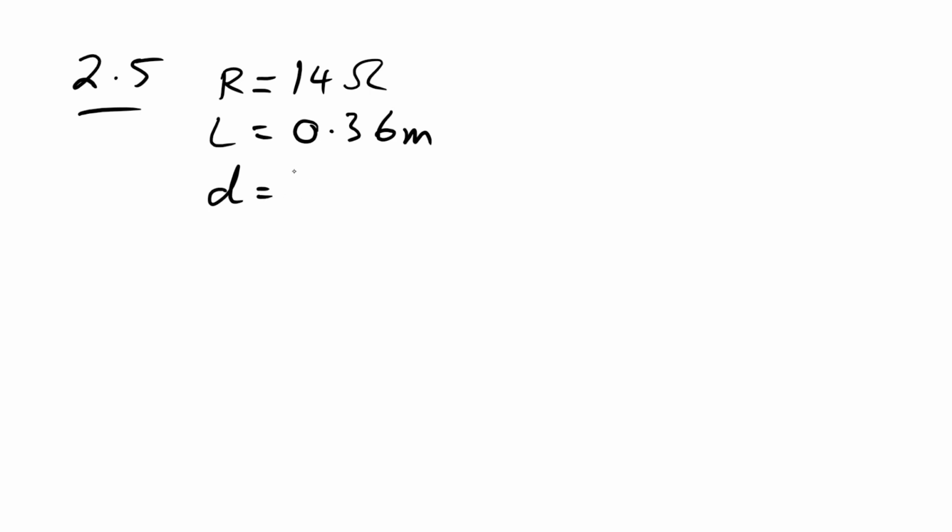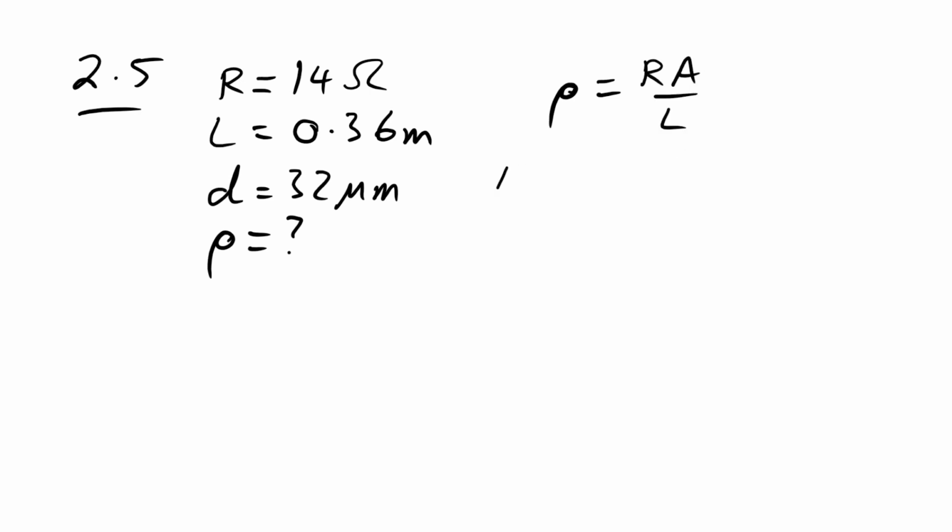Okay, we have a resistivity question. Let's write down our data. Resistance of 14 ohms, length of 0.36 meters, diameter of 32 micrometers. We know we're going to have to find out the area from that in a second, and we're being asked to find out the resistivity. The equation is rho is equal to RA over L. So let's find out the area first.